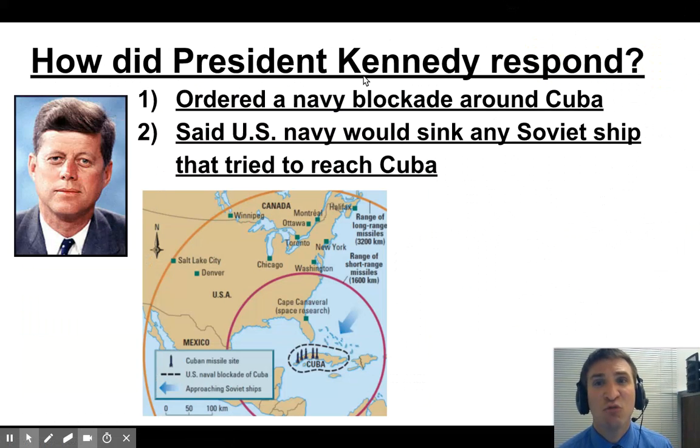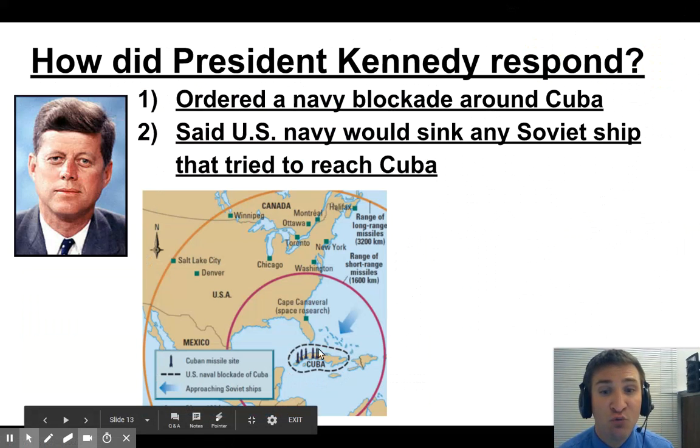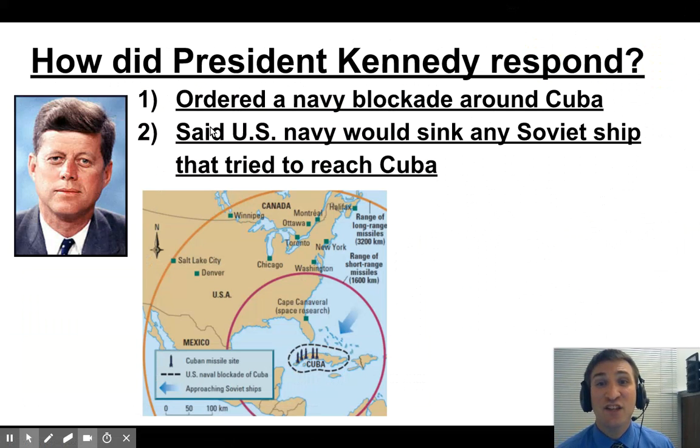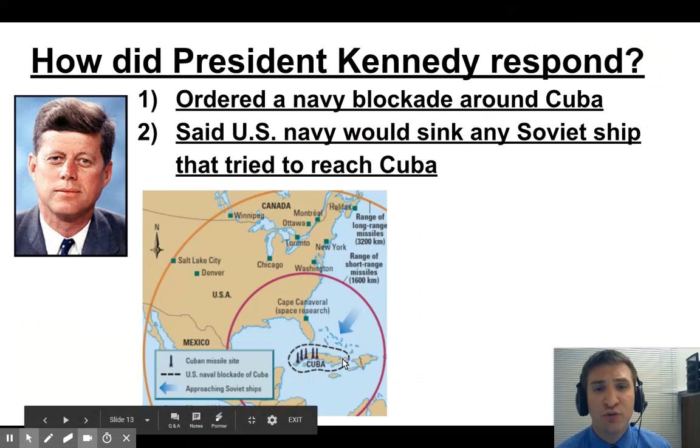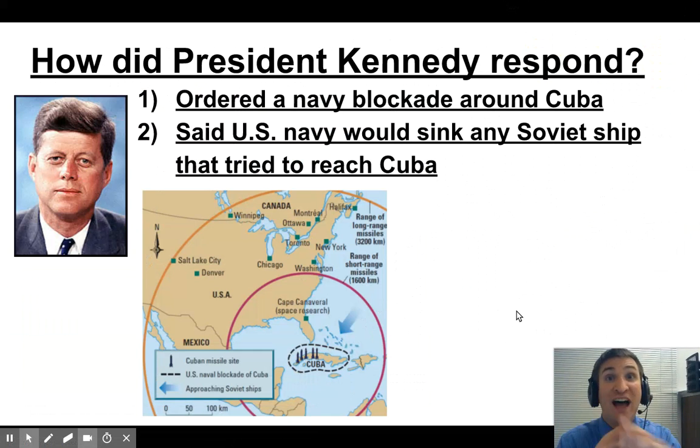How did President Kennedy respond to this threat? Here's what he decided. One, he ordered a Navy blockade around Cuba, so US Navy ships surrounded the island country. And number two, Kennedy said the US Navy would sink any Soviet ship that tried to reach Cuba. And there were Soviet ships in October 1962 heading to Cuba to help build that nuclear site. What would happen?